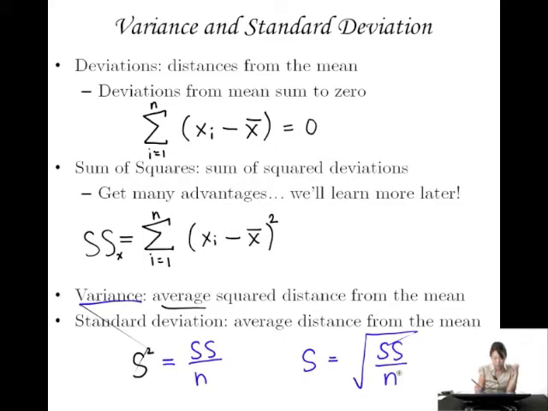Now, this is going to be for samples, but in order to get variance for the population, they use the lowercase sigma. So for variance, it would be lowercase sigma squared, and for standard deviation, it would just be lowercase sigma. And I'll show you in a little bit how to do that.